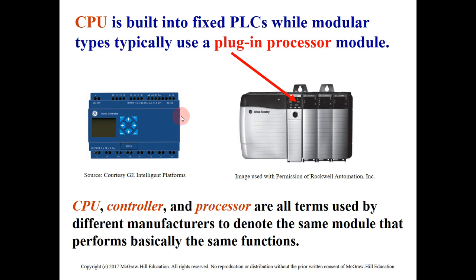Usually, the CPU is either built into the fixed PLC system, like in the small or fixed type of PLC, or it can be plugged in as a module in the modular PLC system. Some companies call it the CPU unit, some call it the controller or the processor, but in the end it performs the same task in all PLC systems: processing the data received from the input devices and sending the command or taking the action to perform the control on the output devices.